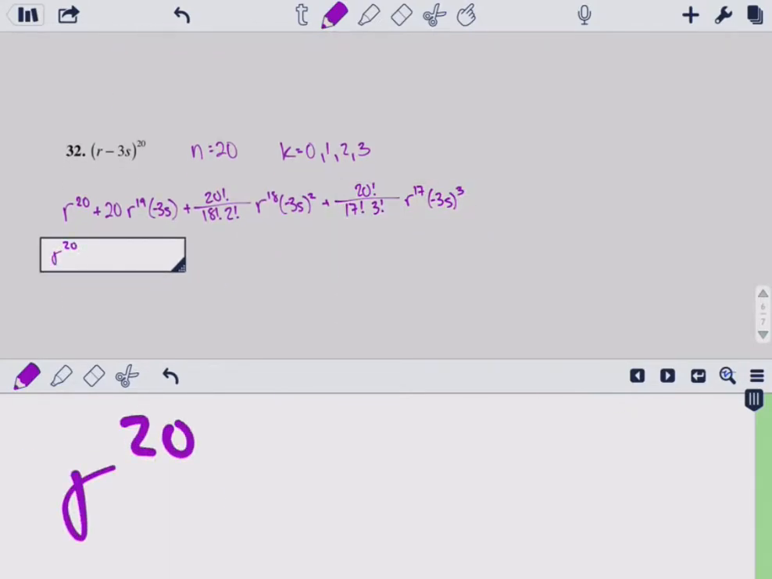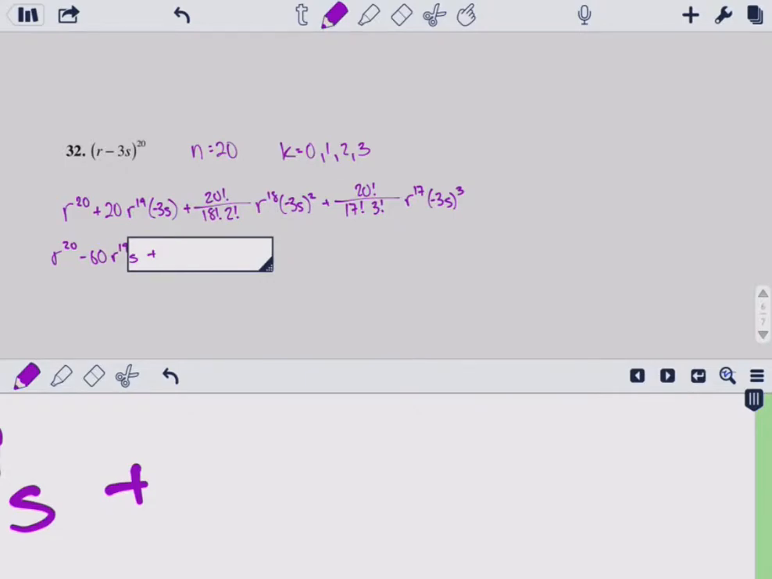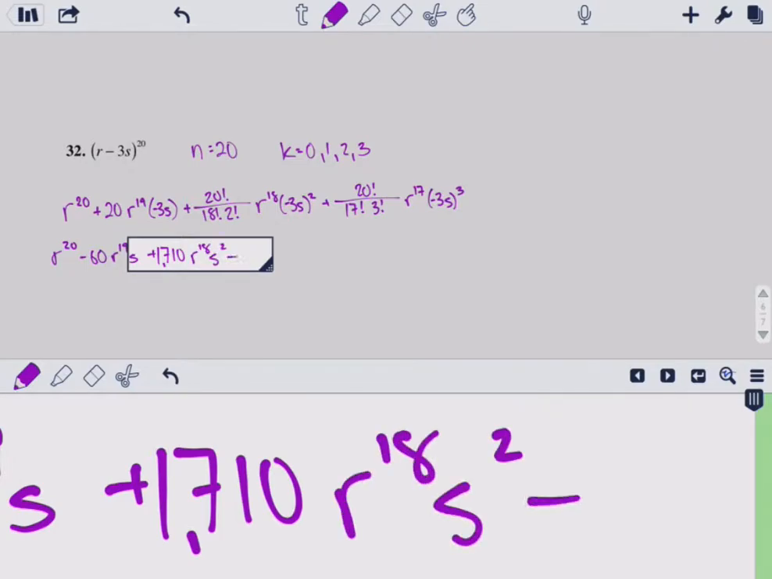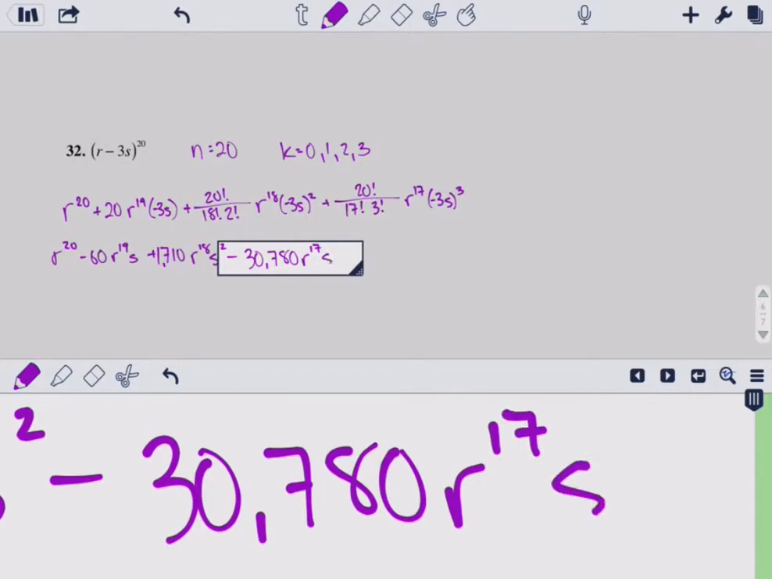So r to the 20th minus 60 r to the 19th s plus 10 times 19, 190 times 9 equals 1710 r to the 18th s squared minus 20 times 19 times 18 divided by 3 times 2, so 20 times 19 times 3, 1,140 times 27, so I get minus 30780 r to the 17th s cubed.